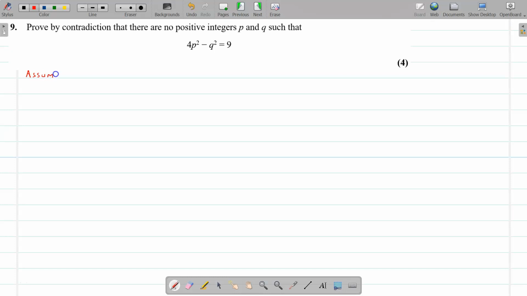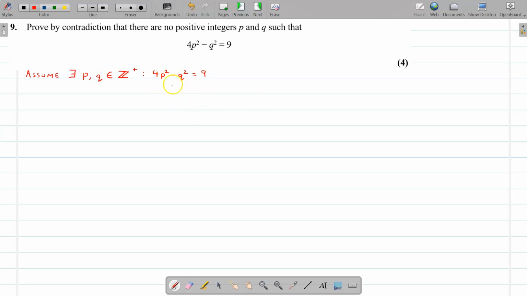So I assume, okay, that there exists, I'm using shorthand notation here, you can use words, assume there exists p and q, both members of the positive integers, such that 4p squared minus q squared is equal to 9. So I'm assuming that they do exist.